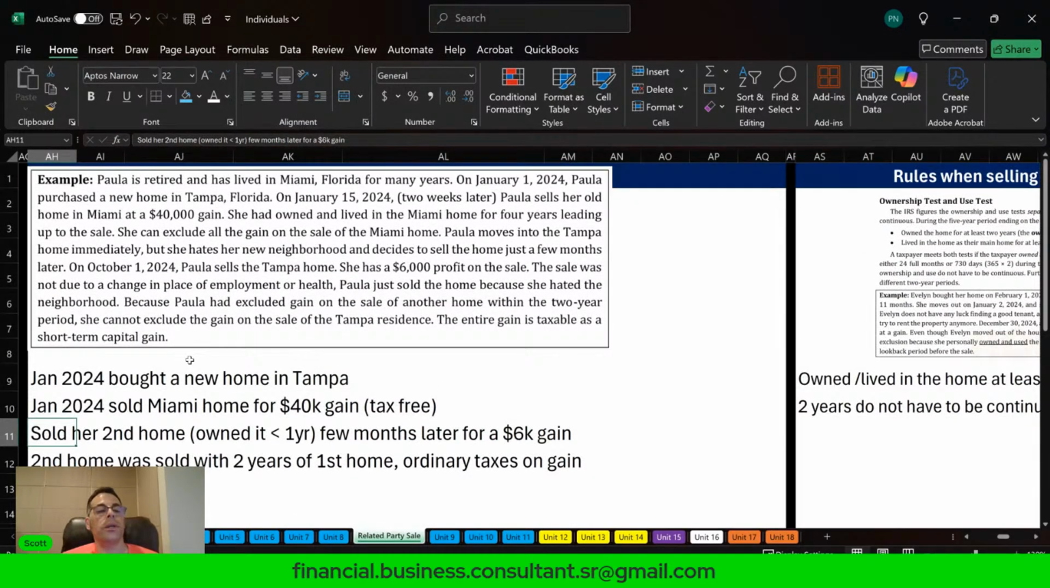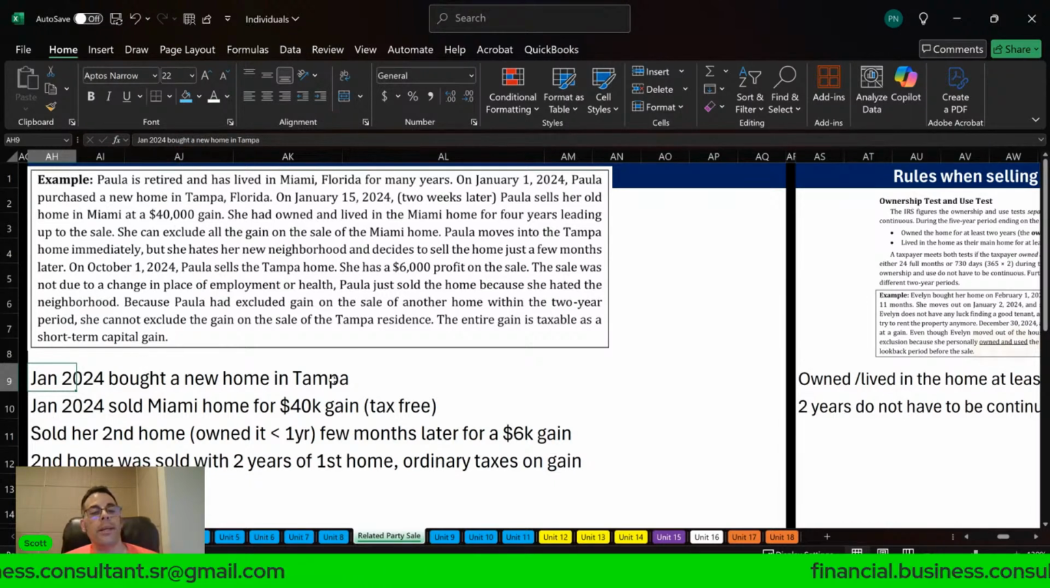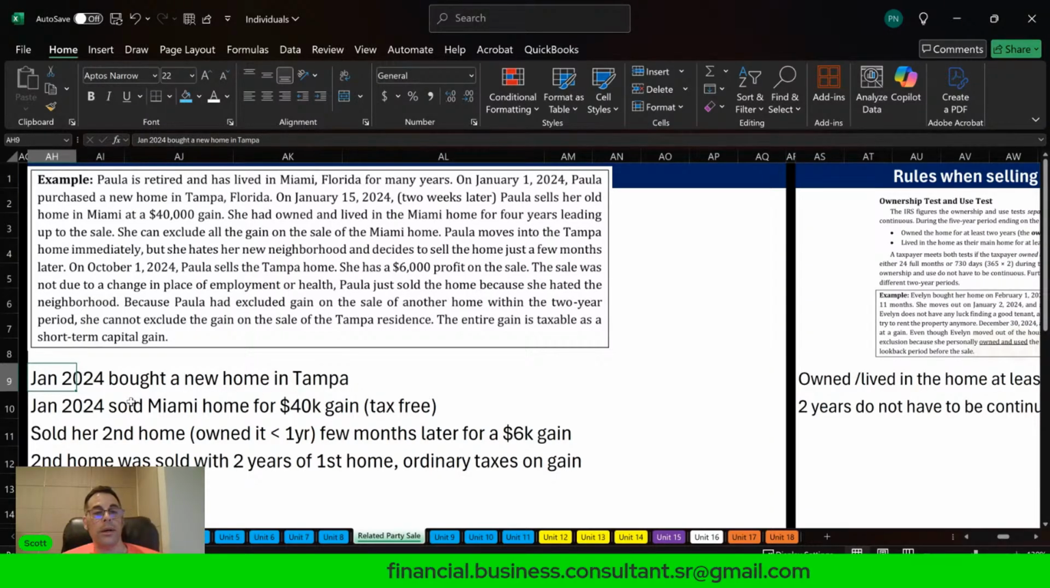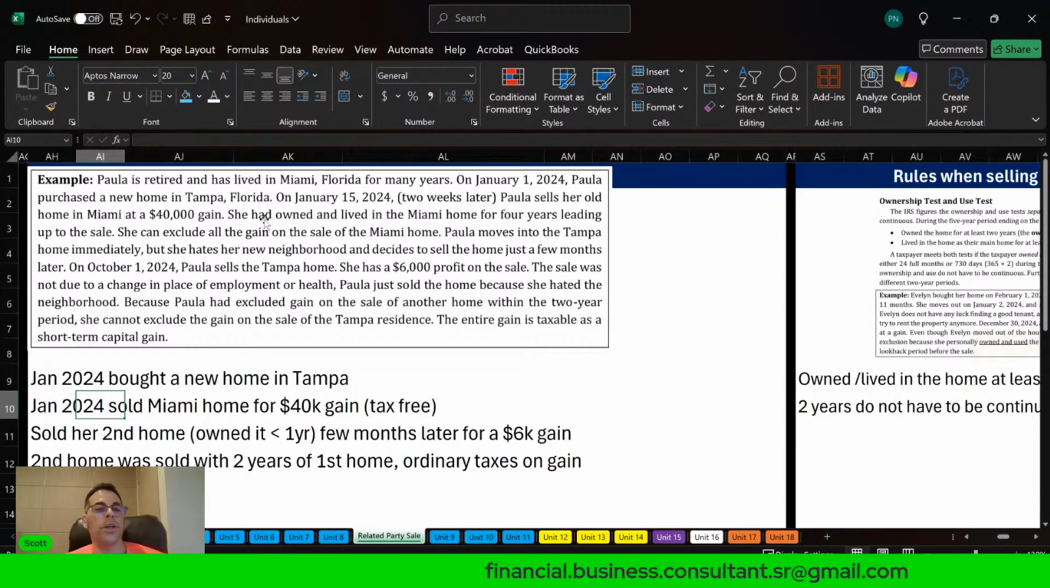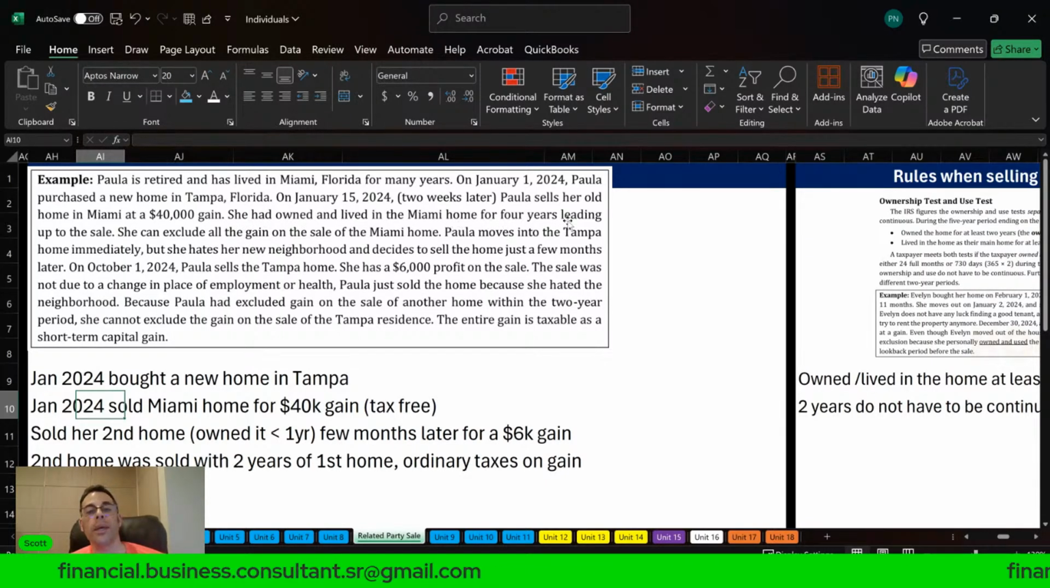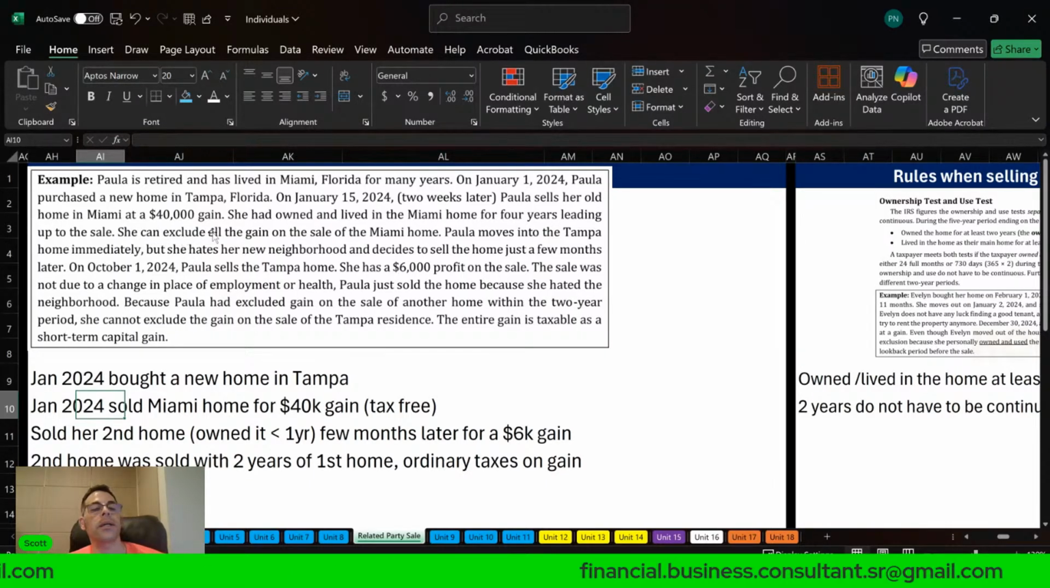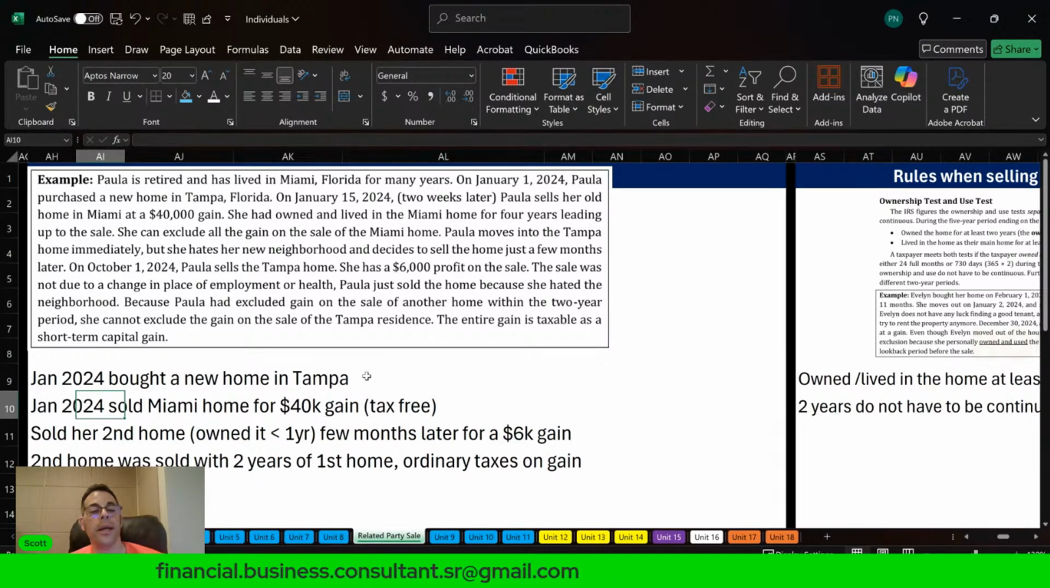So this is the situation. In January 2024, this woman, Paula, bought a new home in Tampa. She also owned a home in Miami for many years, and she sold it and had a $40,000 profit. She had owned and lived in the Miami home for 4 years leading up to the sale, so she was good with the 2-year rule. She can exclude the gain, so she doesn't have to pay taxes on the $40,000.